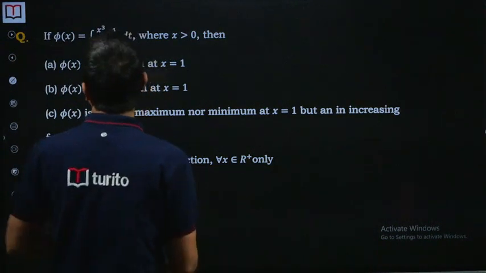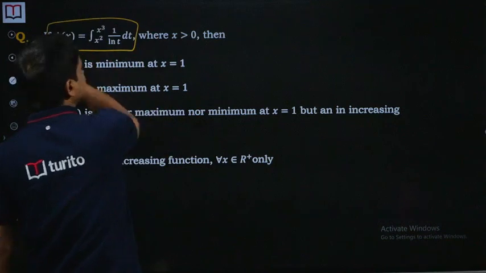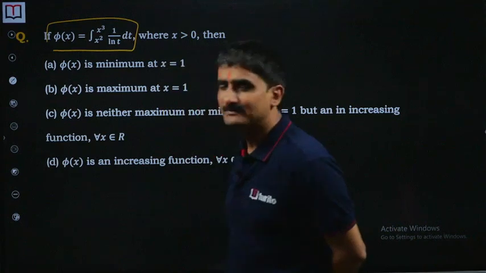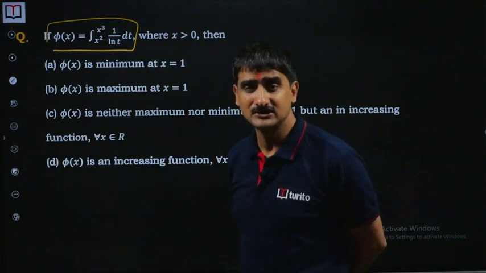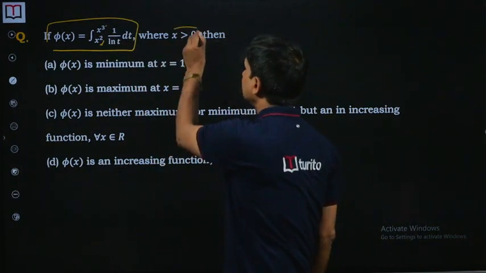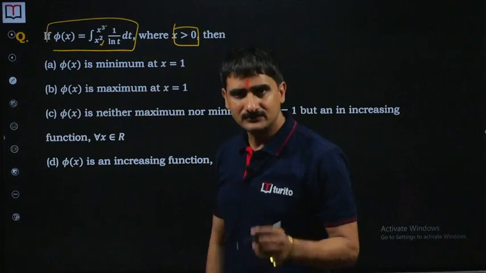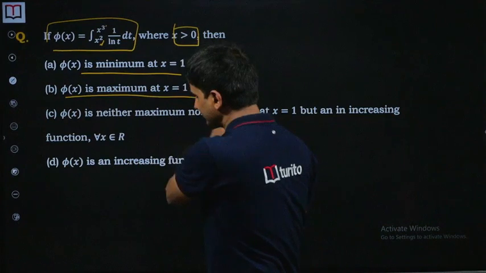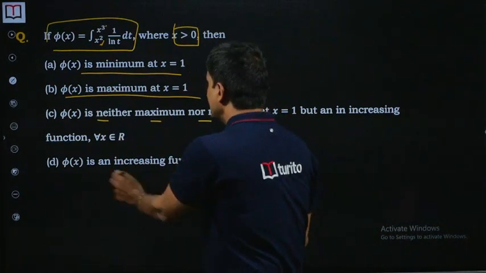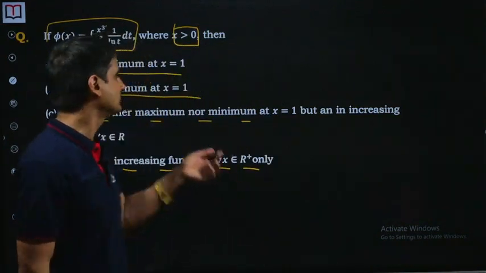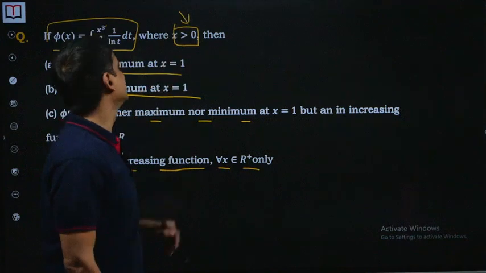Next one is phi x is this function. Okay, phi x is integral of 1 by ln t with respect to t when t goes from x square to x cube, where x is greater than 0. Then we have to find that phi x is minimum at x is equal to 1, maximum at x is equal to 1, is neither maximum nor minimum, or is an increasing function for all positive x. Okay, because x is already given to be greater than 0.